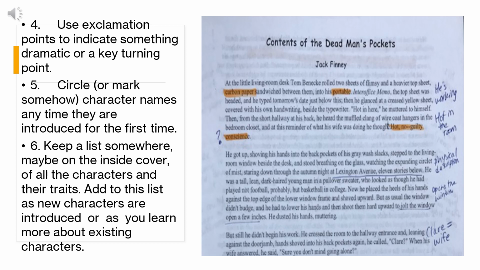Next, circle or mark somehow character names anytime they are introduced for the first time. So we have here an example. You have here the name Claire. Actually, it's not being encircled, because when making an annotation, it's up to you, for as long as you can understand the notes you wrote on the text that you read.